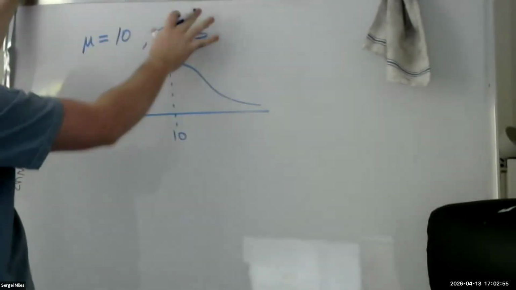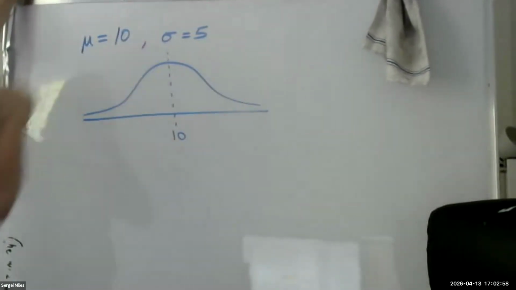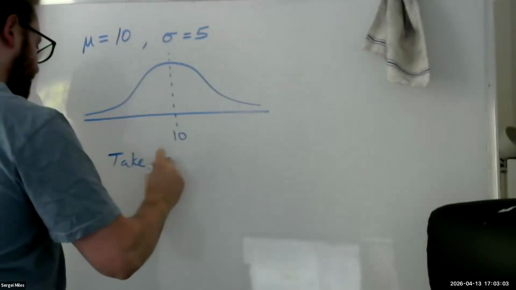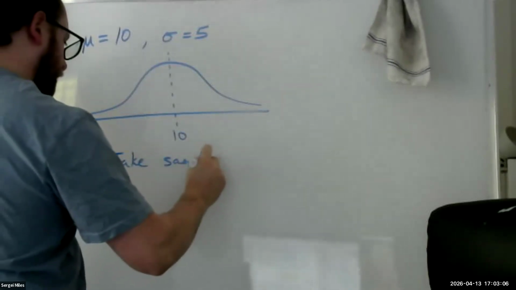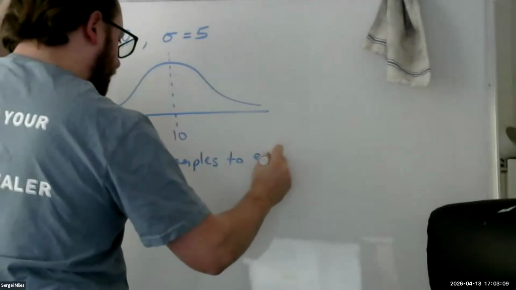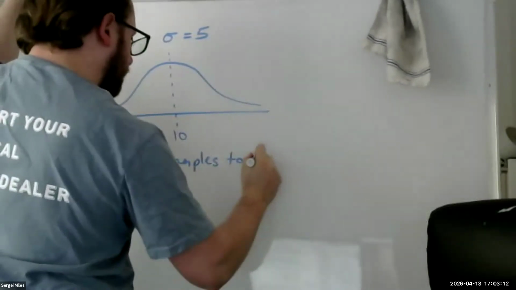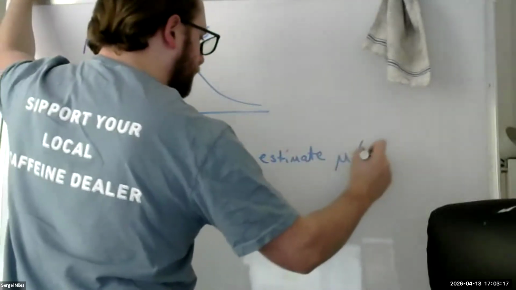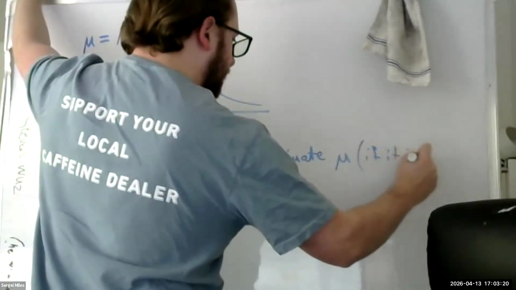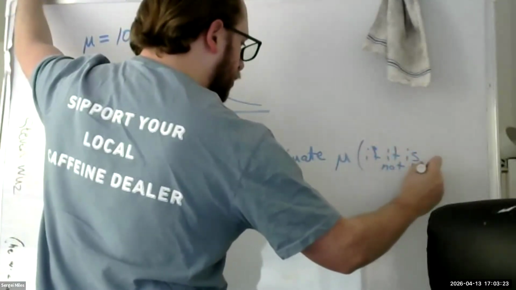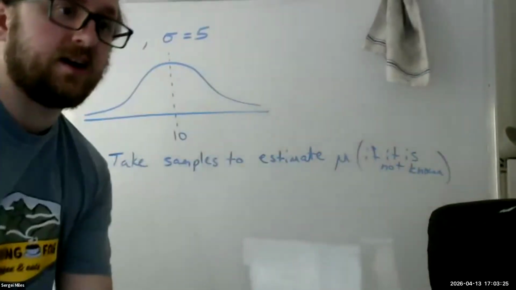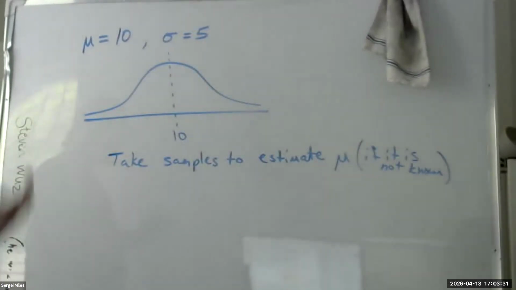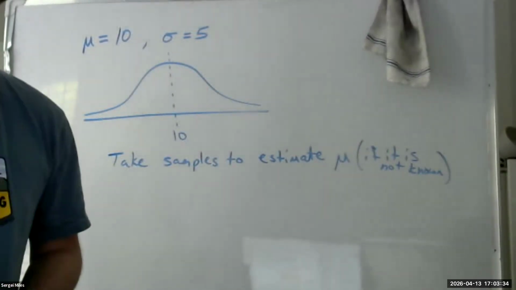But suppose I didn't know this, all right? So cover this up for a moment. Suppose we didn't know the population information, then we could take samples to estimate the average, right? If it is not known, which again, most of the time, it isn't known. And so this is kind of our hope that we're going to take some samples and try to use that to estimate what's happening here. All right.